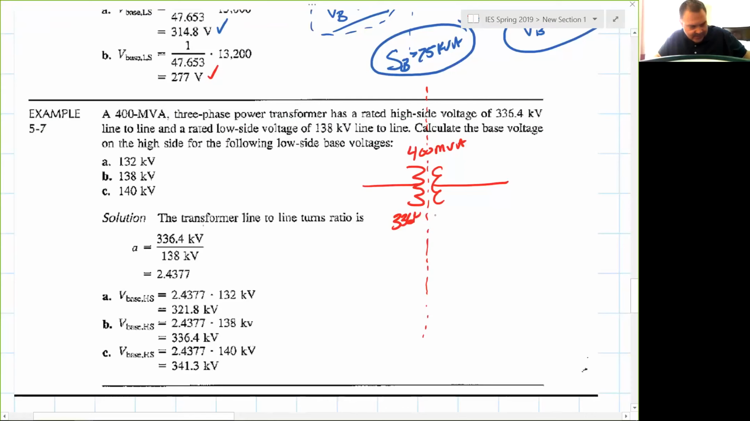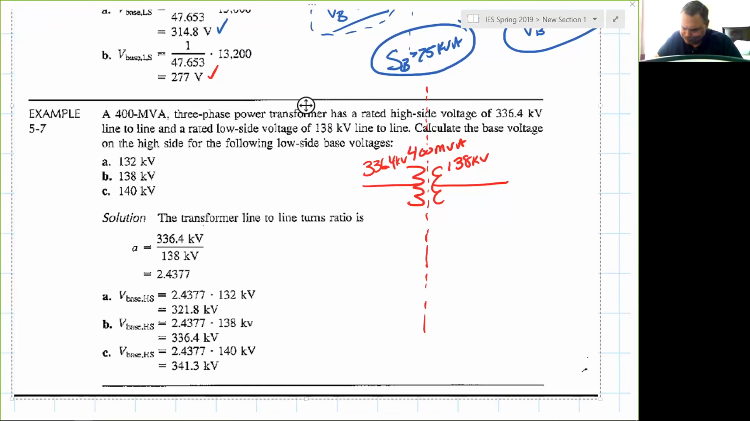So it is 336.4 kV to 138 kV, which is a really strange voltage. It could have taps on it. The nominal rating is probably 345, but they call it 336. Okay.